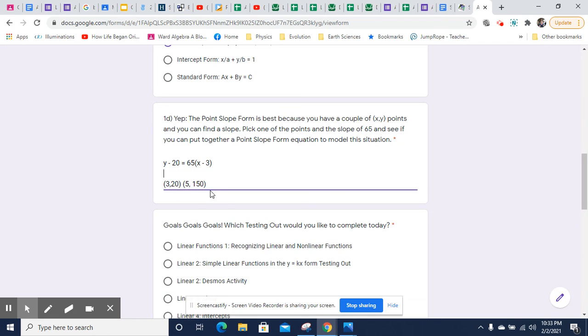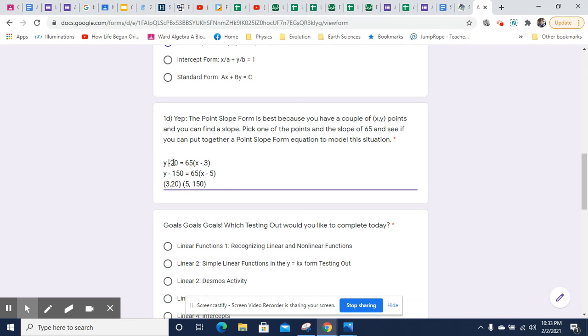And now we'll try it with the other point. So I'm just going to copy and paste that here. Instead of y minus 20, it would be y minus 150. And 65 stays the same. And then x minus 5. And those are your two equations that you could easily get using the point-slope form.